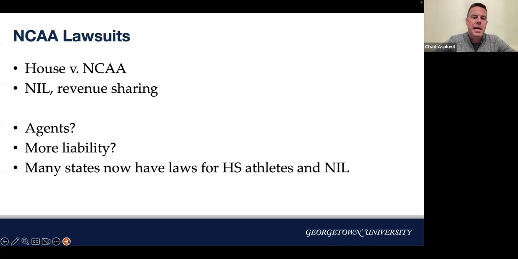And this even goes back to many states now passing the ability for high school athletes to get name, image, or likeness deals. So this will be something to watch for. Will high school and college athletes look more like professional athletes? Will they have agents? Will there be more liability? Time will tell on this.